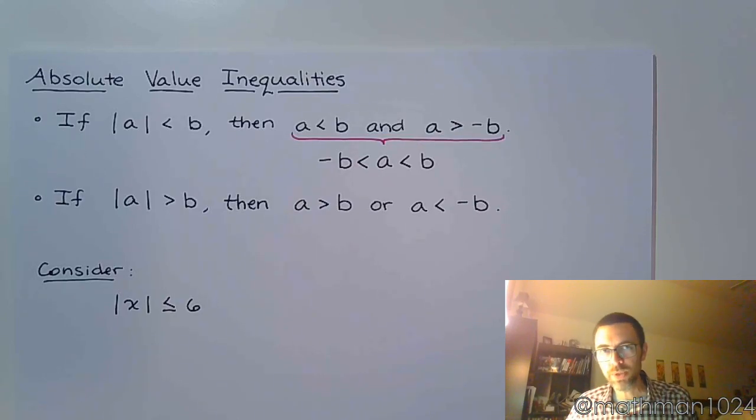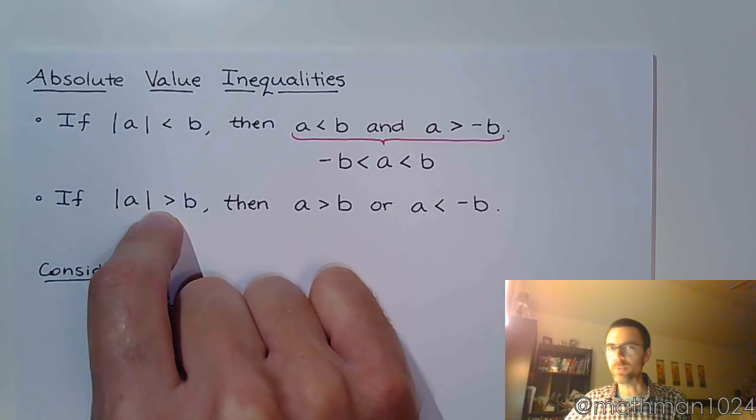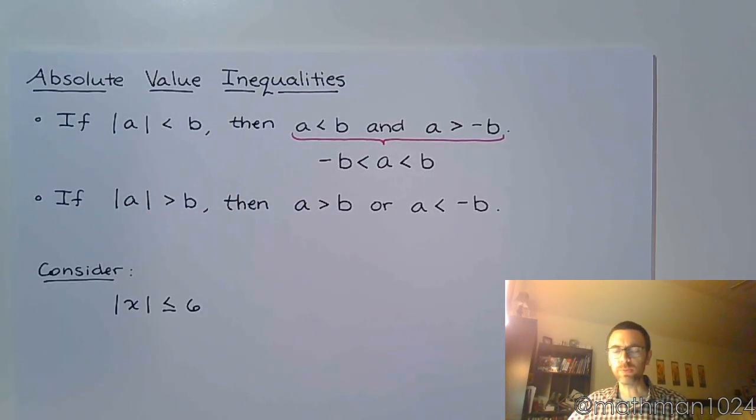Here we go. Absolute value inequalities. Although they are kind of similar to absolute value equations in terms of you've got to get the absolute value by itself first, you've got two different scenarios to worry about. You've got to worry about if the absolute value is less than or if it's greater than, because it gives you two totally different scenarios.